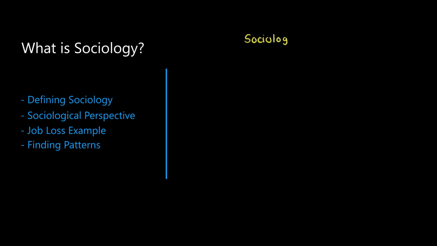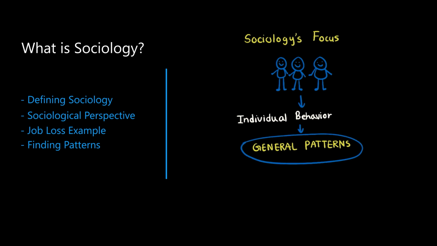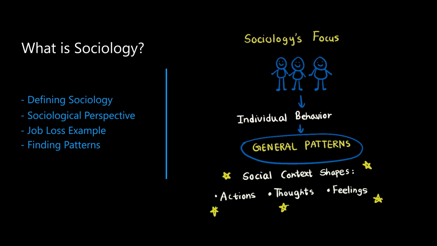This is the essence of sociological thinking. We study individual behaviour, yes, but we're always looking for the general patterns. The social context in which people live tells us so much about who they are and why they do what they do. Society shapes the lives of people in profound ways, and sociologists want to understand this power society has in moulding our actions, thoughts, and feelings. This isn't about removing personal responsibility. It's about understanding the bigger picture.